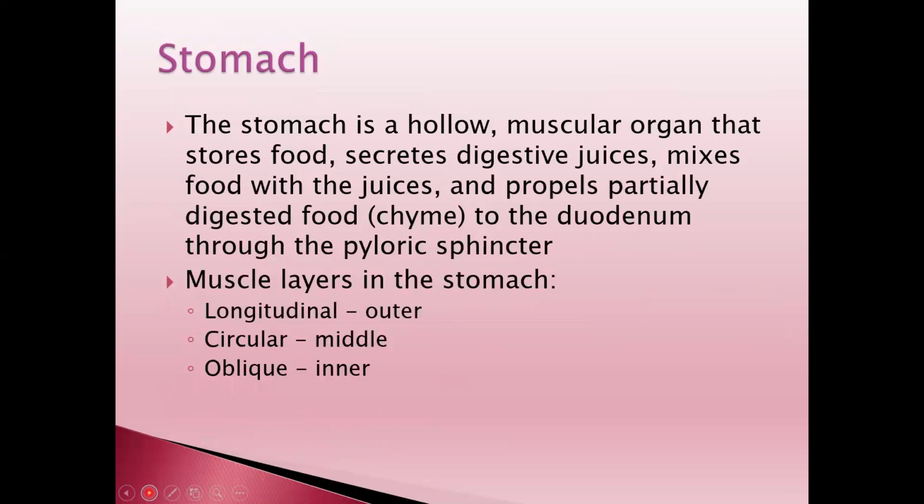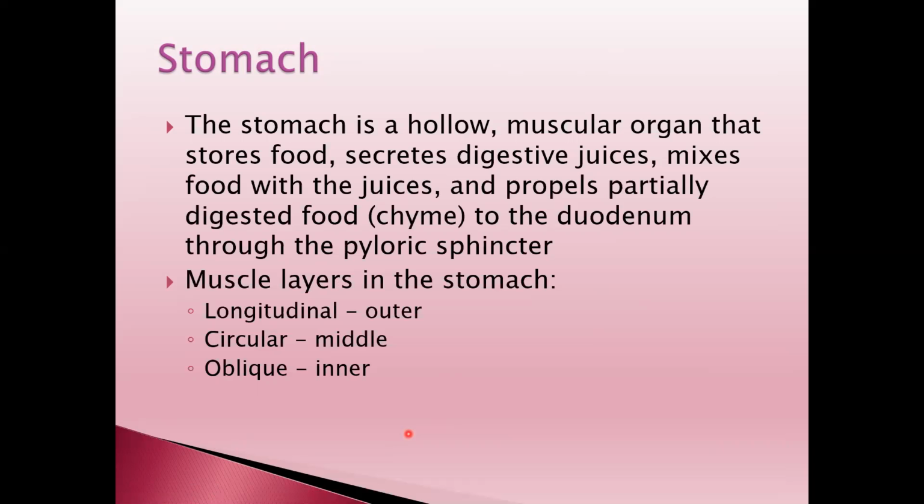So the stomach is the next thing we're going to talk about. It's a hollow, muscular organ that stores food, secretes digestive juices, mixes the food with the juices, and propels the partially digested food, which is also called chyme. It starts being chyme in the mouth, and you refer to it as chyme all the way down the GI tract, the partially digested food. It goes from the stomach to the duodenum through the pyloric sphincter. The pyloric sphincter is the sphincter from the stomach to the duodenum.